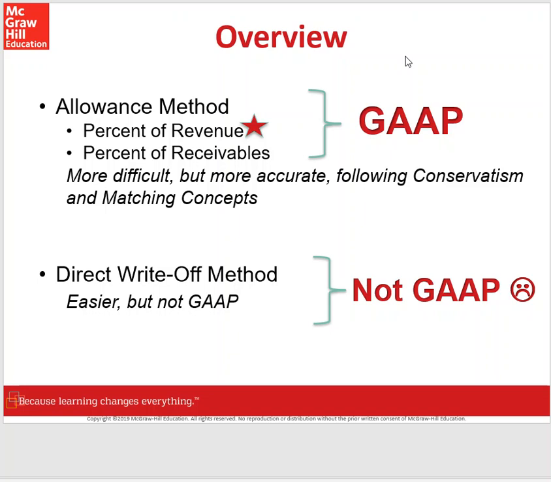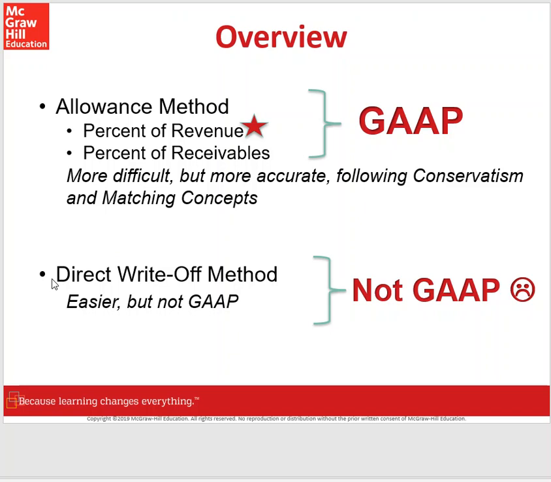So as we navigate through this chapter, the big picture is we're looking at two different methods for dealing with uncollectible accounts. The first one that we're going to look at is the allowance method. And within the allowance method, there's two different techniques that we'll study, percent of revenue and percent of receivables. Both of these fall under the allowance method, and they are GAAP. They follow generally accepted accounting principles. Overall, the allowance method is a little bit more difficult than the direct write-off method, but it's going to result in more accurate numbers, and it also follows conservatism and matching concepts, which are obviously part of GAAP.